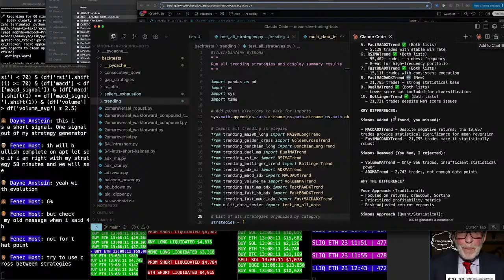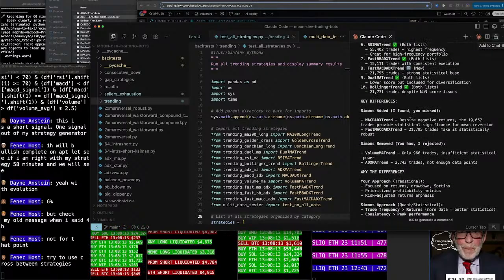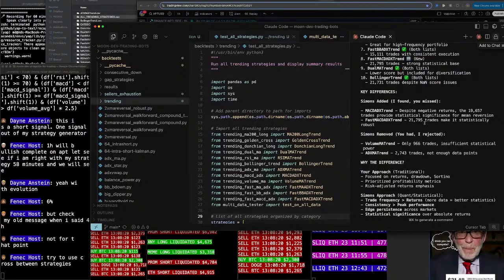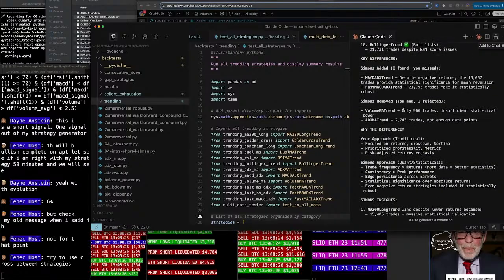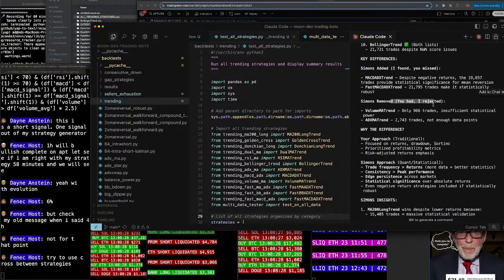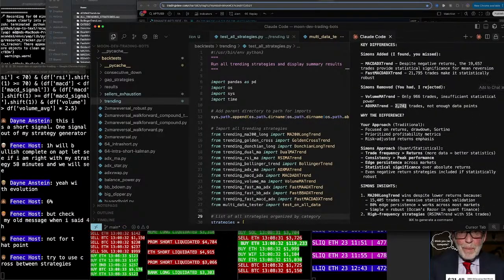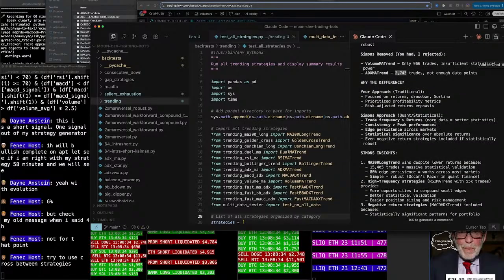Key differences. Simons added what I found you missed. Despite negative returns, the 19,000 positive statistical significance for mean reversion. Why would you use that? 21,795 trades make it statistically robust. Simons removed what you had, I rejected. He removed 966, 2743, the ADX MA trend.